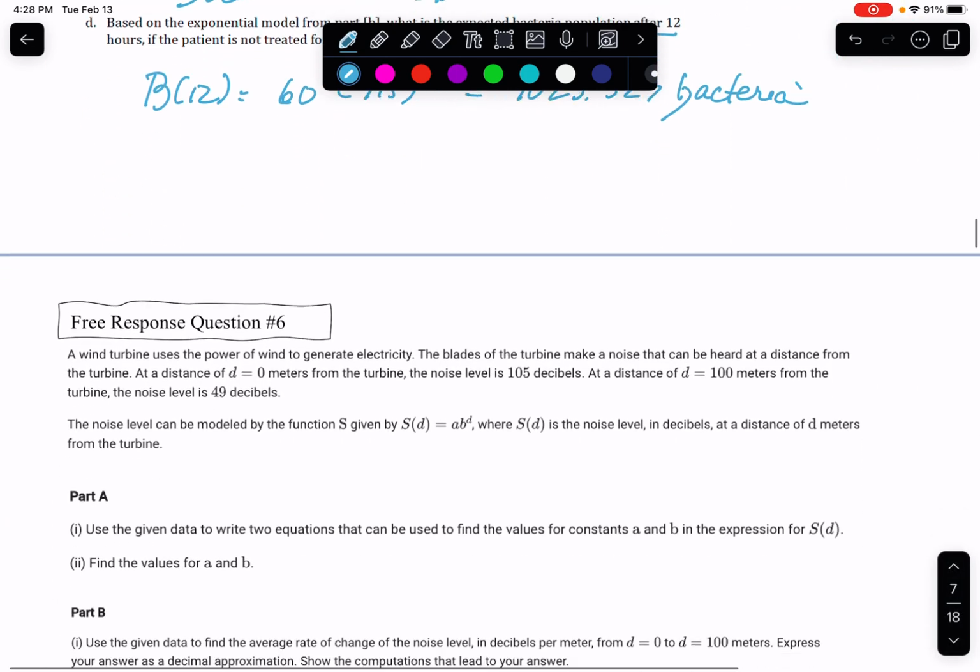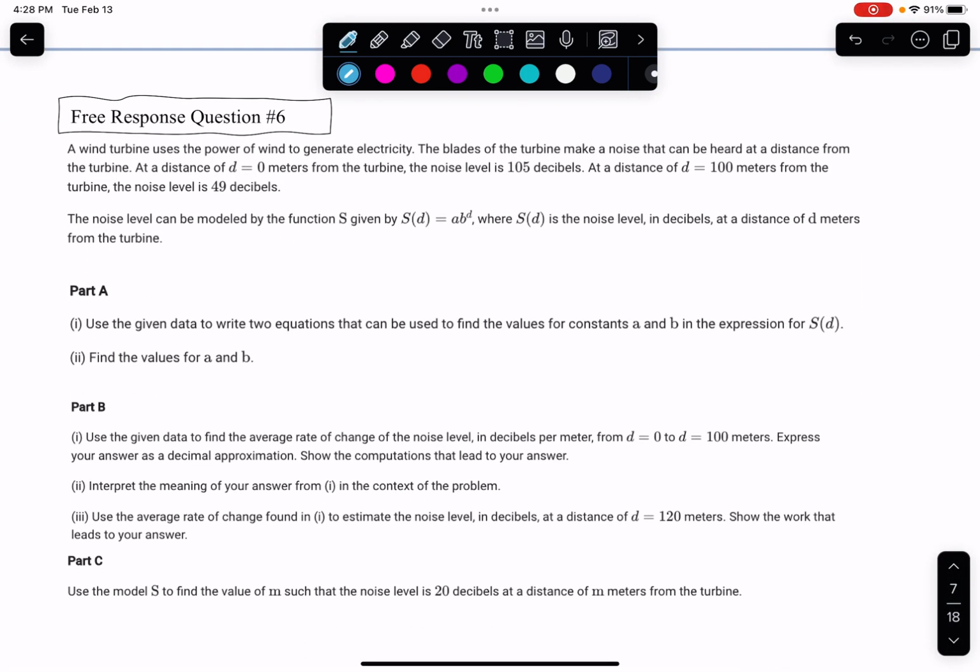All right, let's go on to free response question number 6. Organized a little differently. This is right off of AP Classroom. We have a wind turbine using the power of wind to generate electricity. The blades make a noise. So at 0, the noise level is 105 decibels. At 100 meters away, it's down to 49. The noise level can be modeled by an exponential function, and S of D is the noise level, and D is the distance in meters from the turbine.